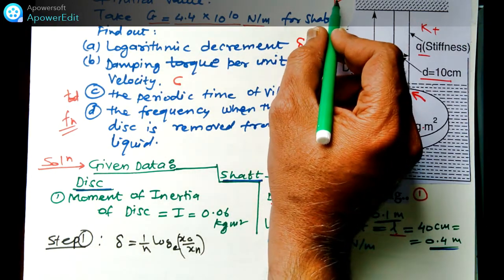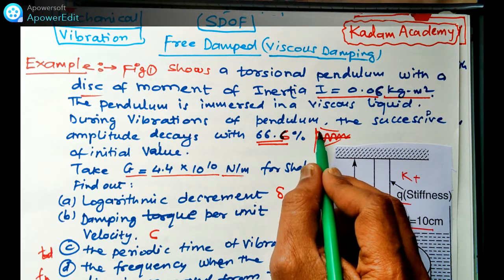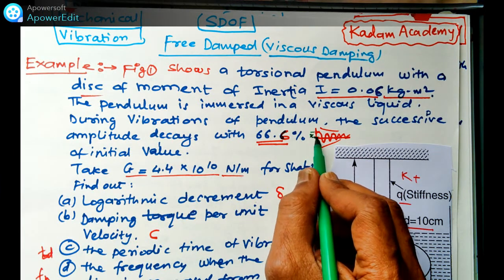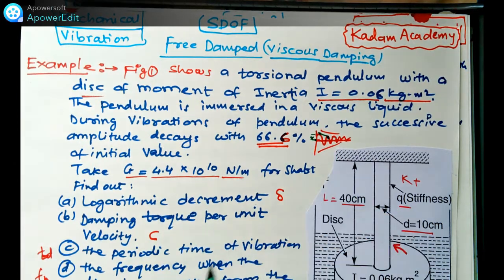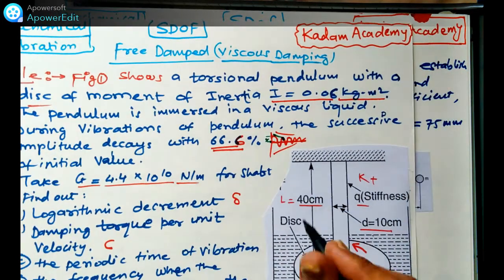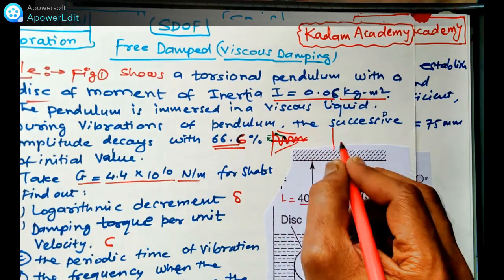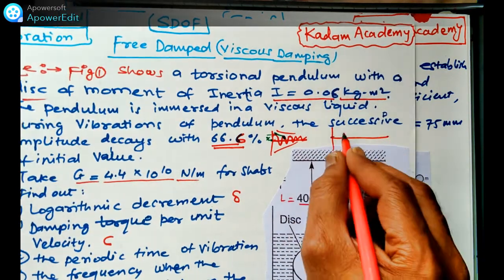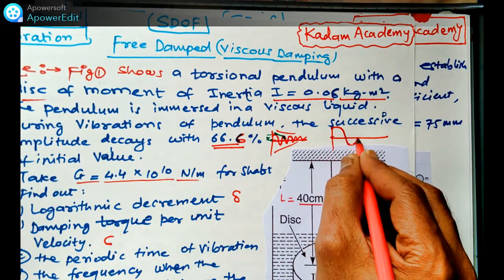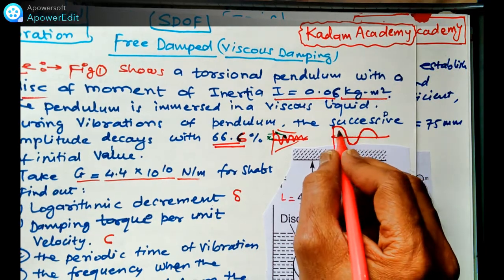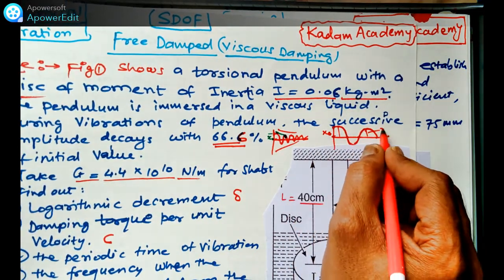Here you can observe in this curve, suppose this is x0, and the variation becomes less. First I will draw the diagram here: the first wave, and the second wave like this. This first one is x0 and this one is x1.